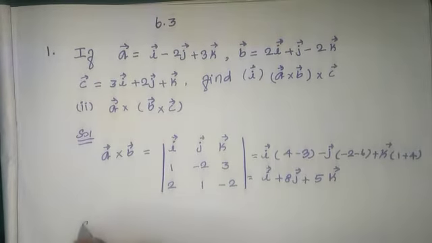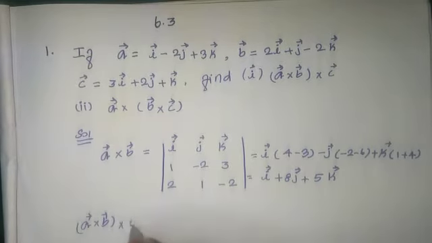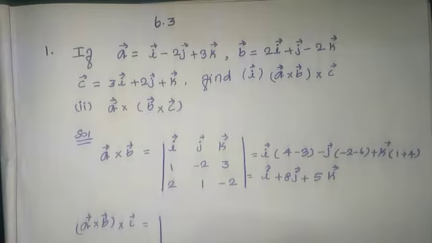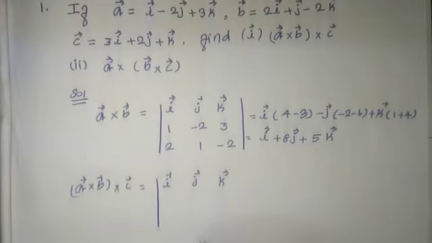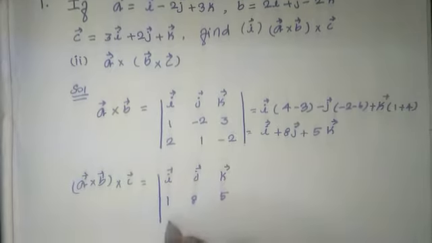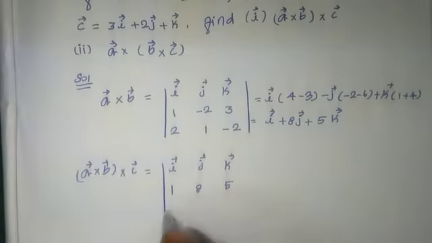அடுத்து நமக்கு என்ன வேணும்? a vector cross b vector cross c vector is equal to i vector, j vector, k vector. So இதோட values என்ன? 1, 8, 5. இங்க c vector உடைய value 3, 2, 1.